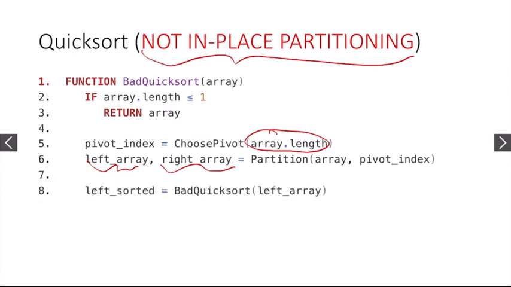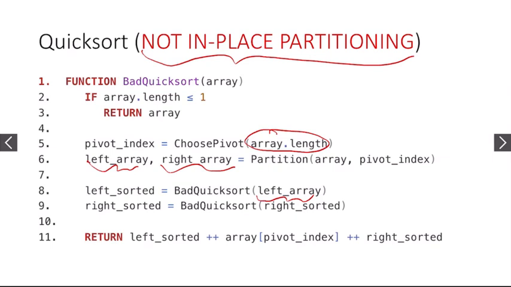Then we're going to call Quicksort recursively on the left side to get the left side sorted, and then similarly on the right side. And then finally, we'll merge everything together. So the left side sorted, merge it with the actual pivot value, and then with the right side. So if you're wondering what this syntax is, this plus plus is sort of a concatenation of arrays or elements with arrays.